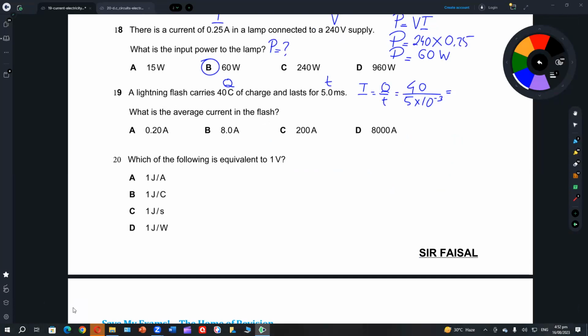What is the average current in the flash? Yes, Zainab, what did you say? D. No, what is the answer? 8,000. 8,000. But 2,000, no. Which of the following is equivalent to volt? I have written for you. P.